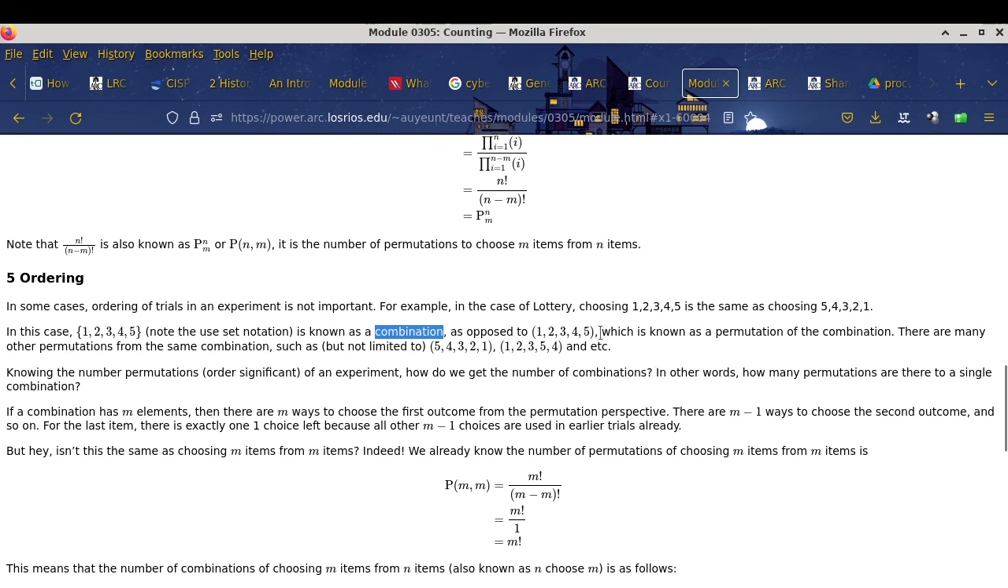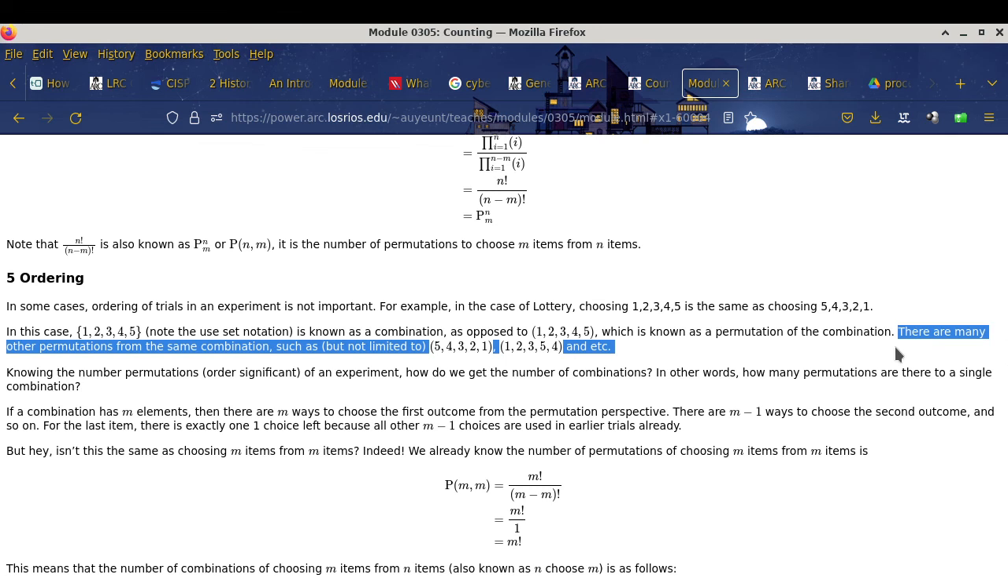All right. So in this case, 1, 2, 3, 4, 5 is known as a combination because it is a set, as opposed to 1, 2, 3, 4, 5 in parentheses, which is a tuple, or a permutation. So there are many other permutations from the same combination. Now this sentence is kind of important. Let me highlight it first, and then we'll talk about it. This is the sentence that I want you to think about and see if you have any questions. It is basically saying, if I give you one single combination, there are potentially multiple permutations associated with it.